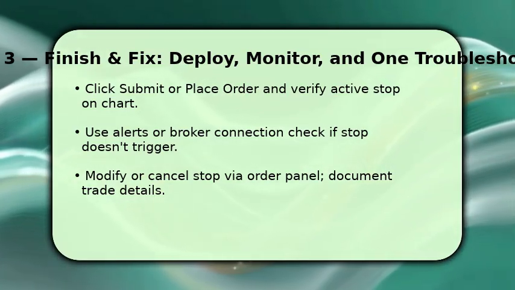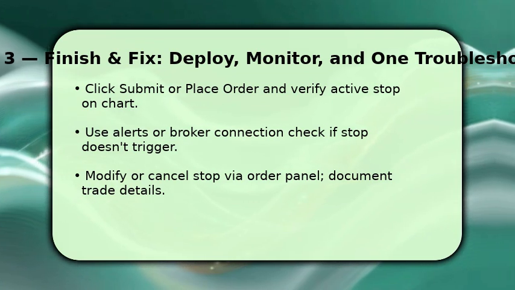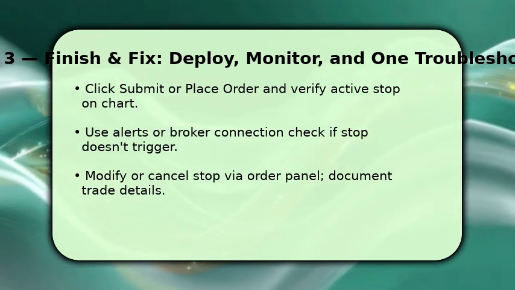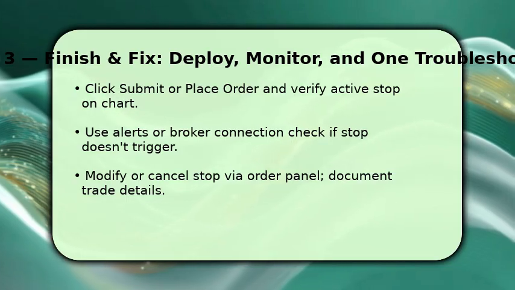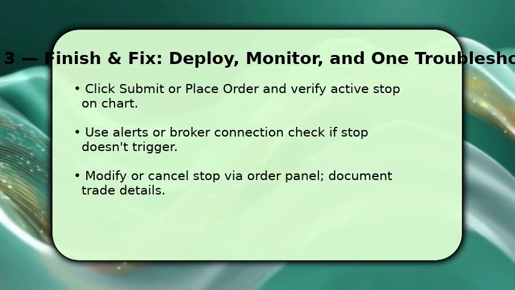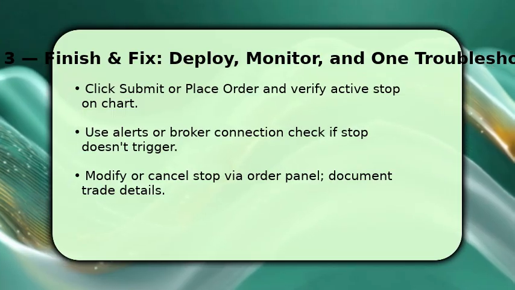If the stop doesn't trigger, first confirm your broker connection and that the order type is supported. Then check trading session times and price feed source. If problems persist, cancel and recreate the order or set an alert to manual exit at the level.